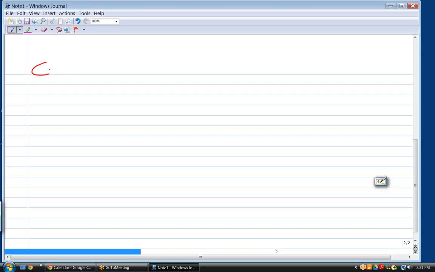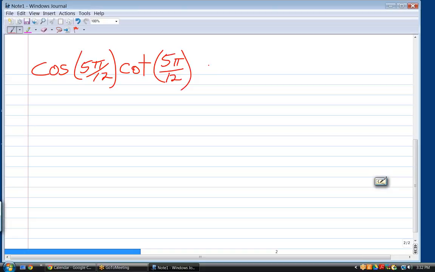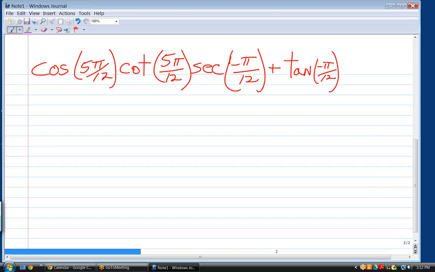It's cosine of 5 pi over 12, and then cotangent of 5 pi over 12, and then secant of negative pi over 12, and then plus tangent of negative pi over 12, and then secant of 5 pi over 12. That it? Yep. All right.